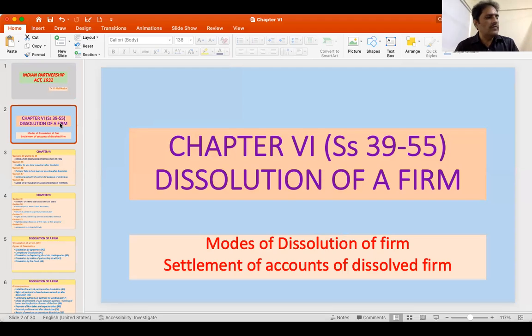So now we'll see Chapter 6, which deals with dissolution of a firm. This has sections running from Section 39 to Section 55. The most important aspects as far as this chapter is concerned are the modes of dissolution of firm, then the settlement of accounts of a dissolved firm, and what are the consequences of dissolution of firm also.